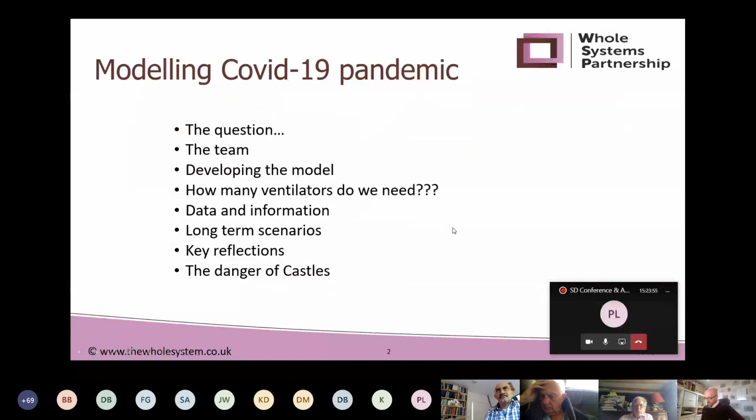I'll talk through the question that we were asked, that we were looking to answer, a little bit about the team and development of the model. I'll talk a little bit about the initial key news question, which was how many ventilators do they need? Something about data and information, as always with modelling. Some long-term scenarios and some key reflections, and a little bit about the danger of castles.